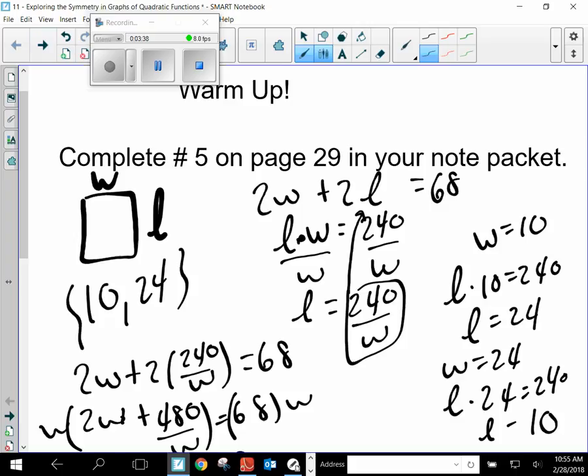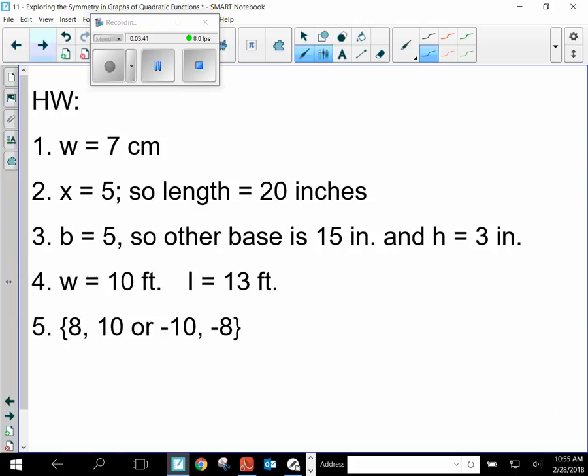All right. Here are your homework answers. Why don't you hit pause so you can take a look at them a little longer. I want to go over number 3. So hit pause if you haven't already.